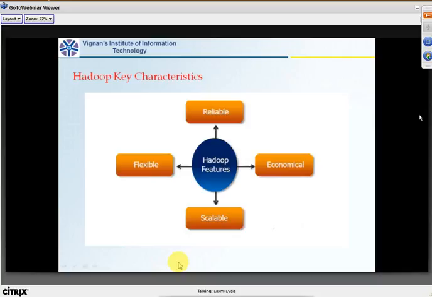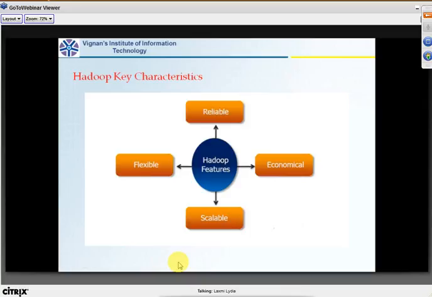We are going to put it in a cluster. We are going to make use of them as nodes, and we are going to make productive use of them also. Even though whatever amount of RAM is there, whatever amount of processor is there, whatever amount of hard disk is there, we are going to make use of it, right? So reliability, flexibility. What is the meaning of flexibility?